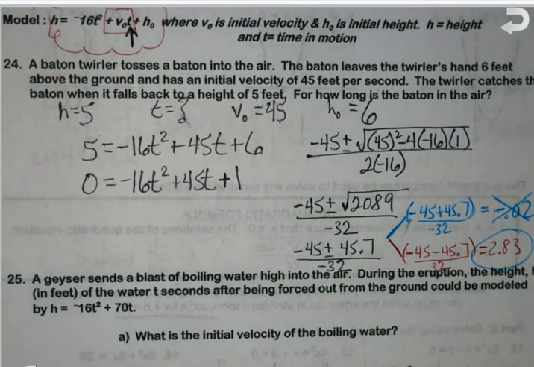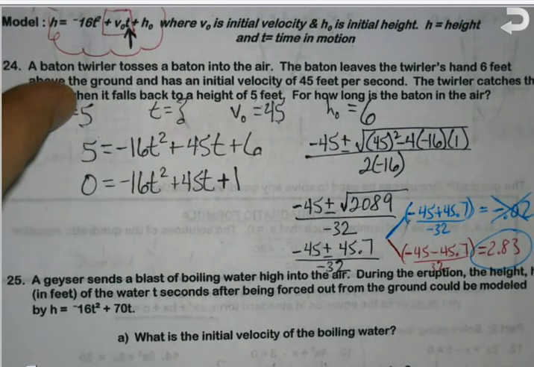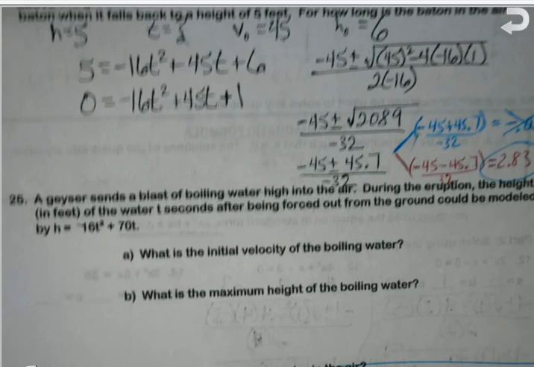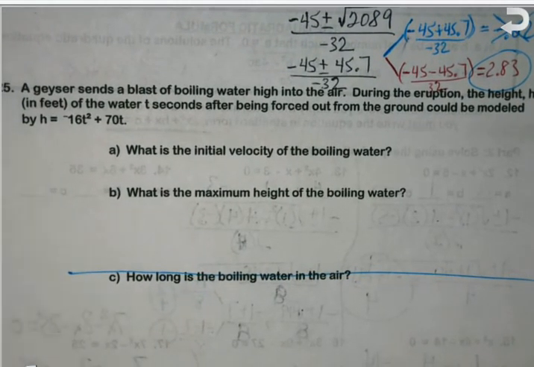25, we're going to stop ourselves after letter B, because again, the setup is what's important here. And just seeing, ooh, I got different information, but I can still use that formula. So 25. We got this geyser. We got a blast of boiling water up into the air. During the eruption, the height, h, and heat of the water after t seconds being forced out from the ground can be modeled by this.